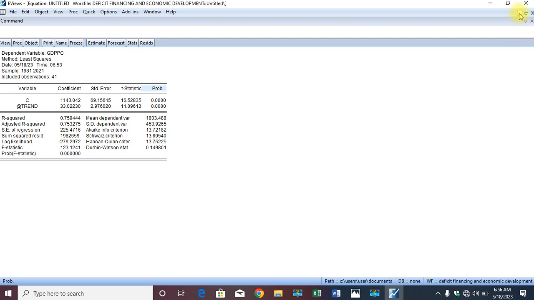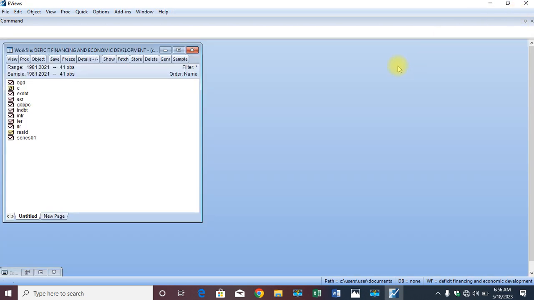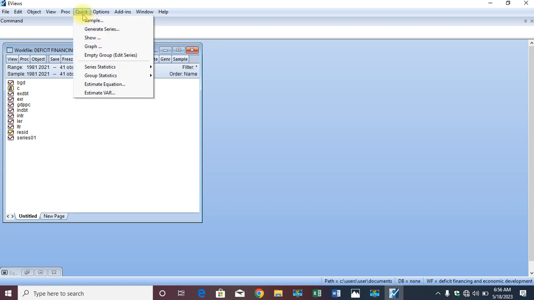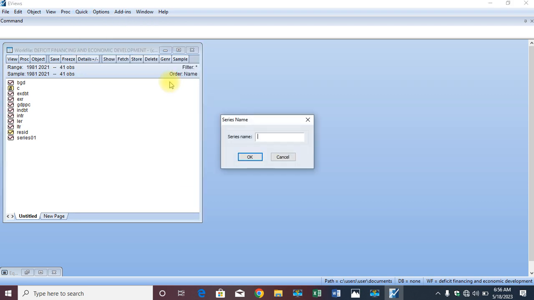Then I will go back to the EViews work file. Having realized that this particular variable has both constant and trend, I'll go back to my EViews work file. This is the variable I am working on. My variable is GDPPC. I'll go to Quick again. I'll go to series statistics. I'll go to unit root test.